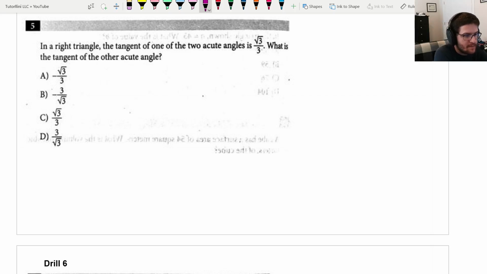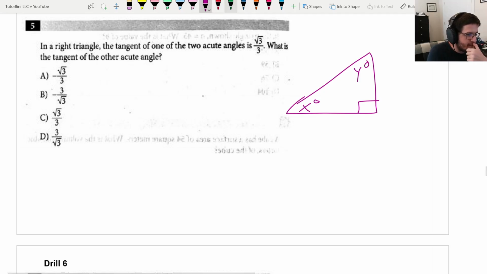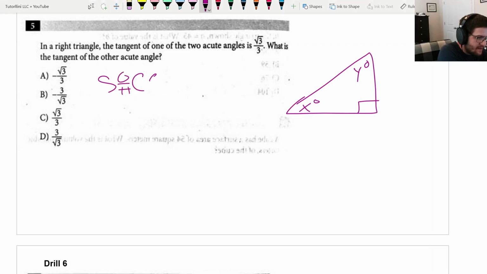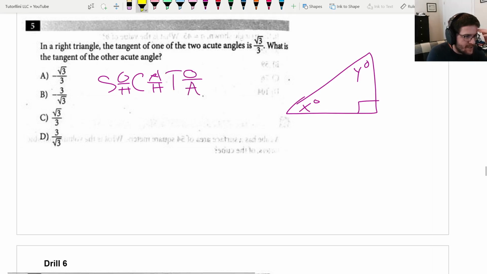Okay, anyway, let's draw it. So we're going to do one of the acute angles. So let's say x and y. Let's say the first one is tangent of x. Tangent is opposite over adjacent, so TOA. Opposite would be across from there, so that would be root 3. And then adjacent would be next to x, so that would be the denominator, 3.